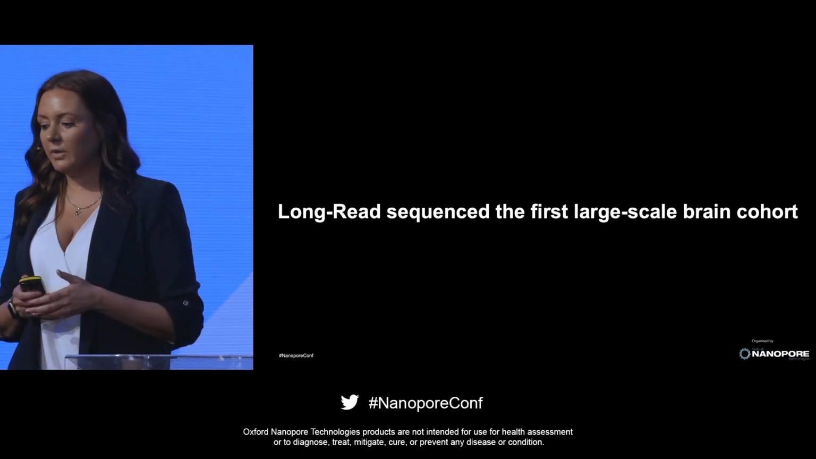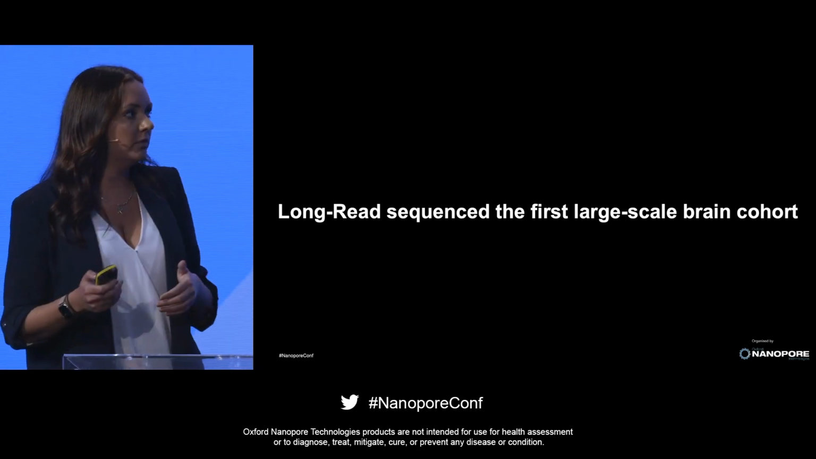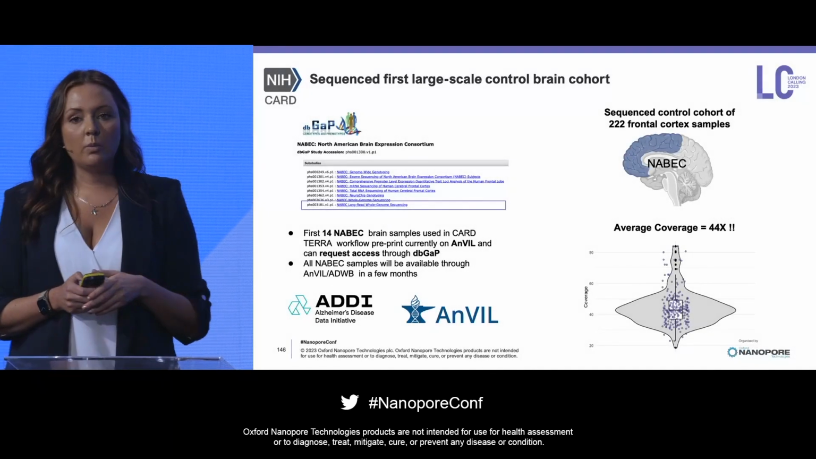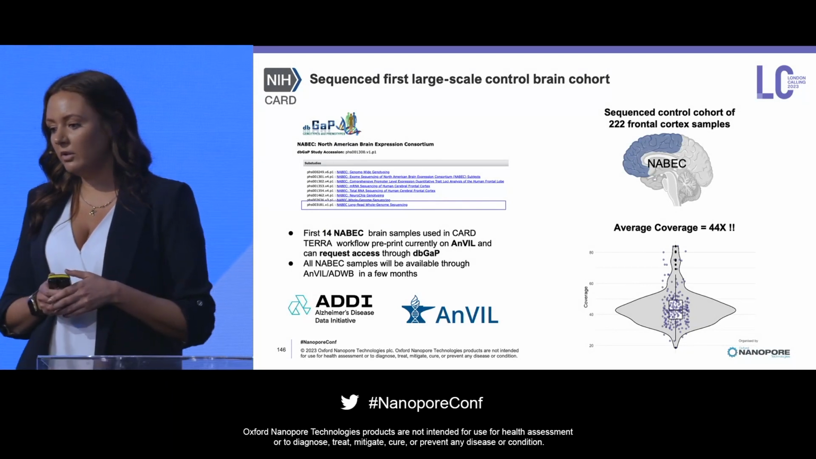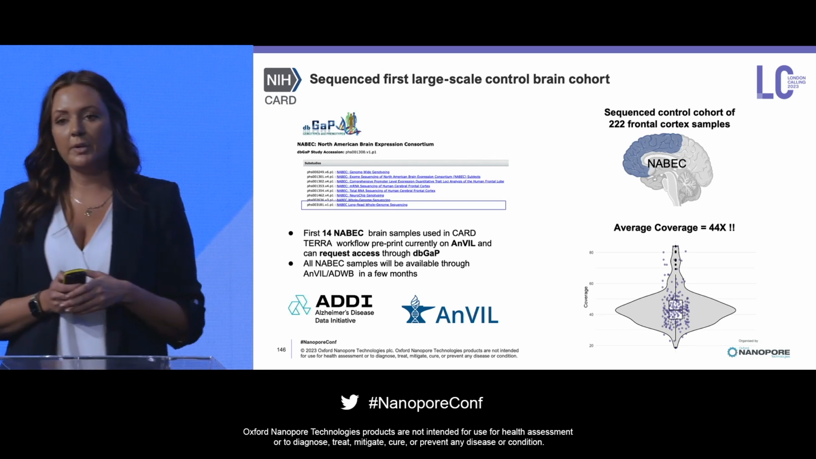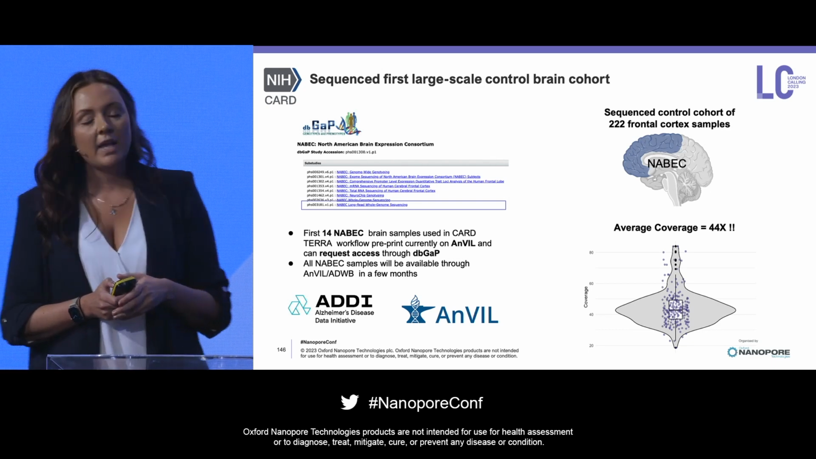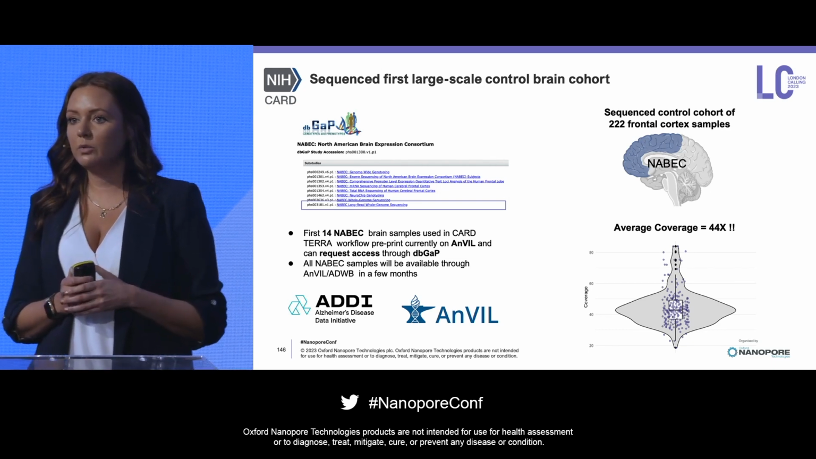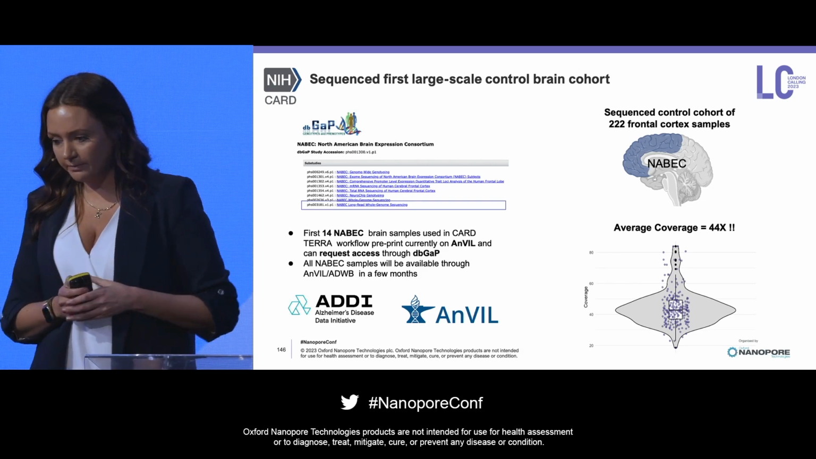So next, I'm going to present the work that we've done where we've applied this framework to long-read sequence the first large-scale brain cohort. We have sequenced a control cohort, which is from the North American Brain Expression Consortium, the NABEC. And with this, we've sequenced over 200 frontal cortex samples.